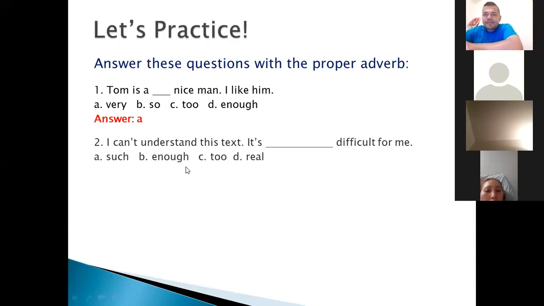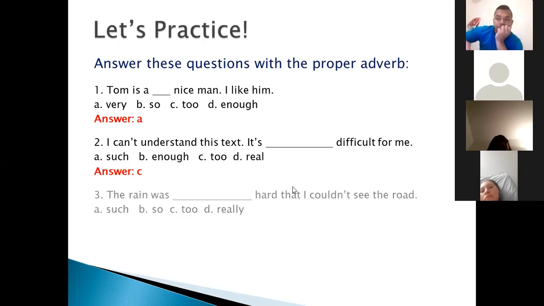Okay, let's try this one. I can't understand this text. It is too difficult. Too difficult for me. Letter C. It's too difficult for me. Remember, we always use too when there's a problem. A problem. I can't understand.